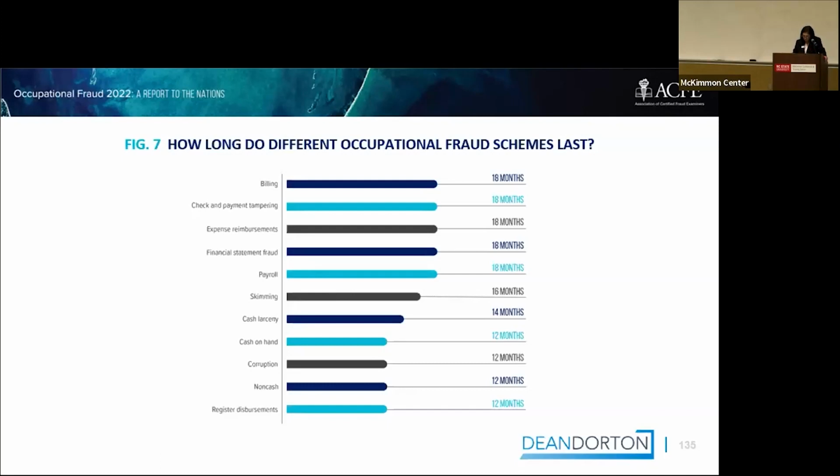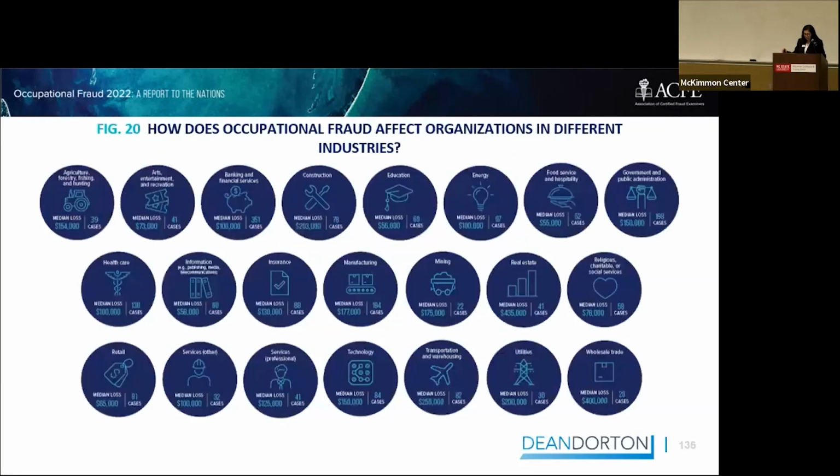So this chart shows the duration of certain types of schemes. You can see, I guess it's probably the top half of the chart is all 18 months. So that's billing, check and payment tampering, expense reimbursements, financial statement fraud, and payroll are all at 18 months. And then down at the bottom, you have register disbursements and non-cash fraud and corruption at 12 months, and cash on hand. Cash on hand has been going down over the years, as you would imagine.